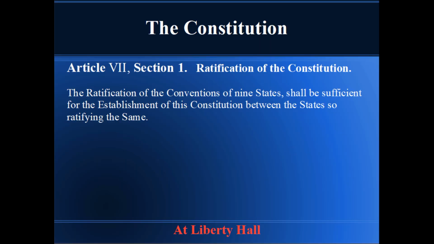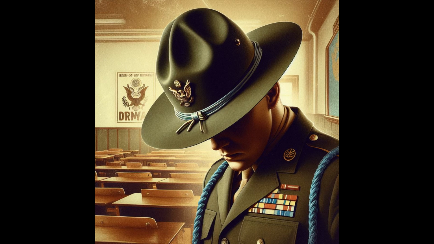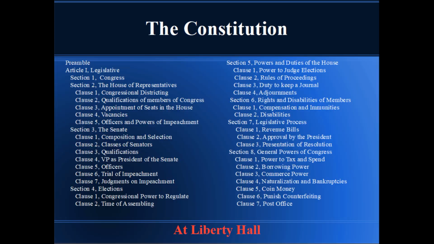Article 7, Section 1. Ratification of the Constitution. The ratification of the conventions of 9 states shall be sufficient for the establishment of this Constitution between the states so ratifying the same. The Constitution takes effect once 9 states ratify it. The next 3 slides are just a quick reference guide to the Constitution.